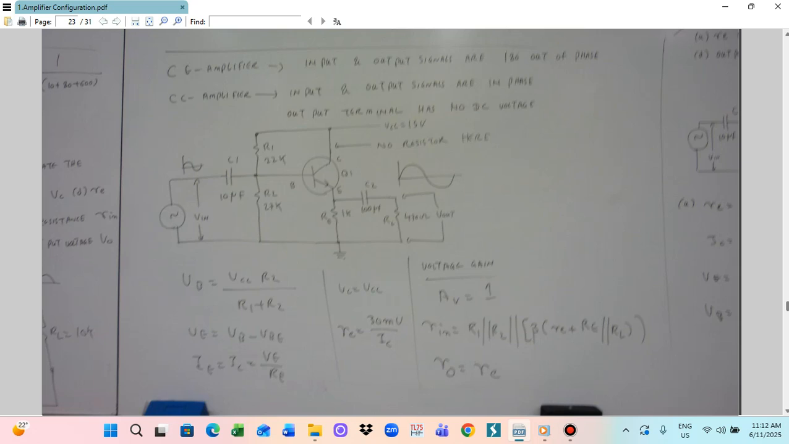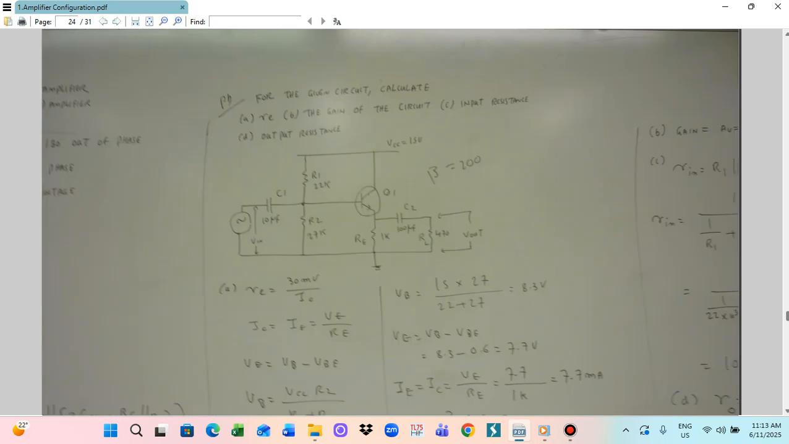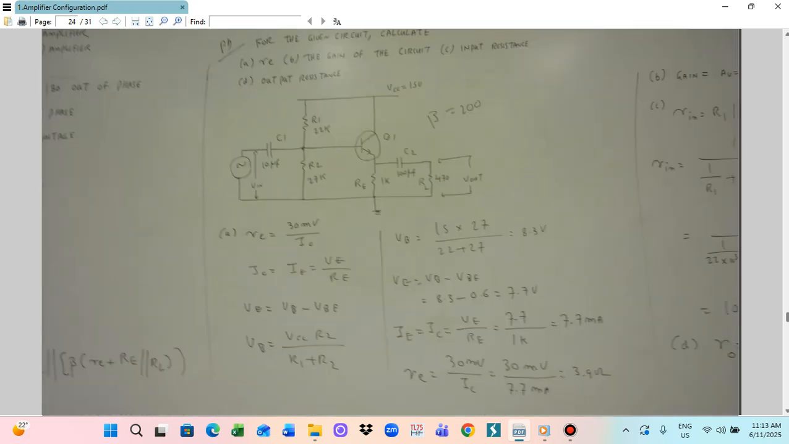Okay, so firstly you need to calculate the RE for the circuit given. This is the CC amplifier configuration. You can discriminate: the CC amplifier does not have a resistor between the collector and the VCC, and the output is taken out from the emitter. But for the CE amplifier, the output is taken out from the collector, and there is a resistor between the collector and VCC. So this circuit configuration is a CC amplifier.